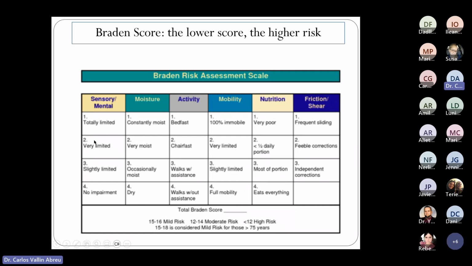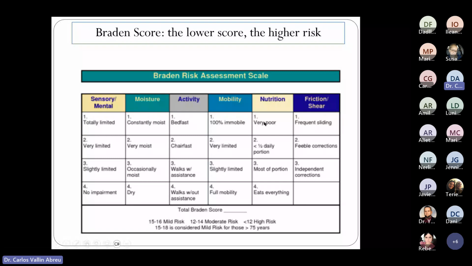But then you admit a person that has 2 here, 1 here, 3, 2 here is 5, 2 here is 7, 1 here it is 8, and 1 here is 9. It's a very high risk. So for that client it is not enough to tell the CNA to turn the client every 2 hours. Every 2 hours is too much time. So this client must be moved more frequently.